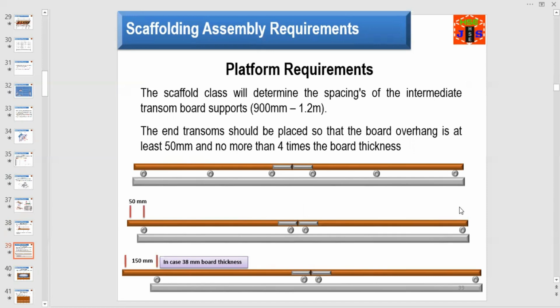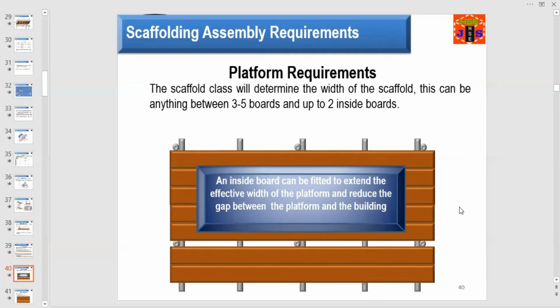The scaffold class will determine the spacings of the intermediate transom board supports, that is in between 900 mm to 1.2 meter. The end transoms should be placed so that the board overhang is at least 50 mm and no more than 4 times the board thickness. The scaffold class will determine the width of the scaffold. This can be anything between 3 to 5 boards and up to 2 inside boards.